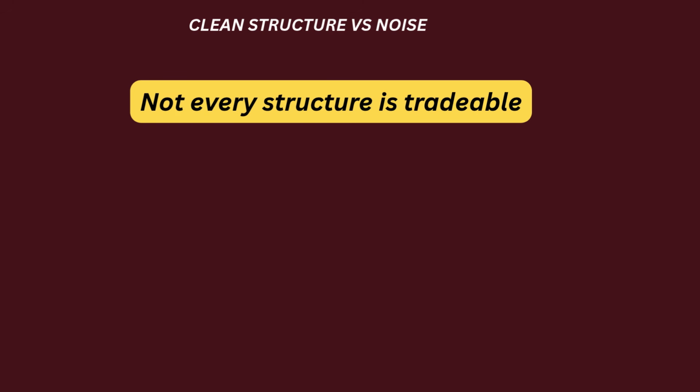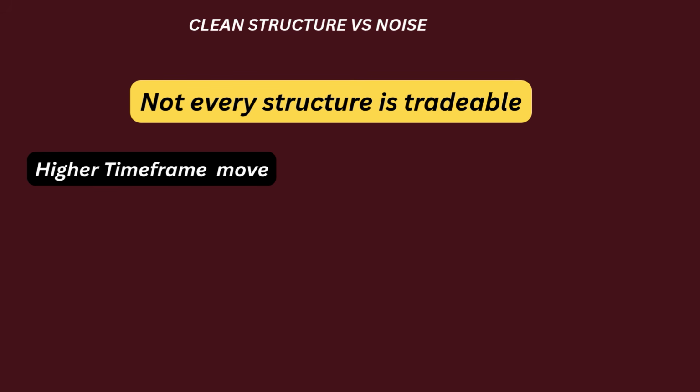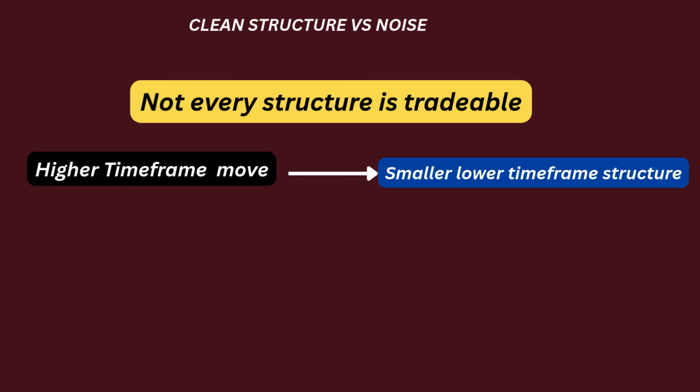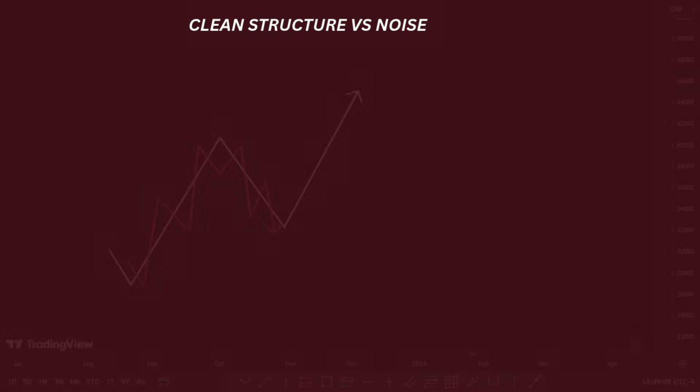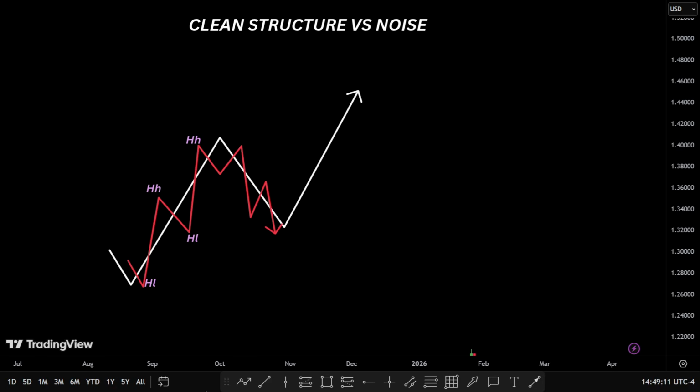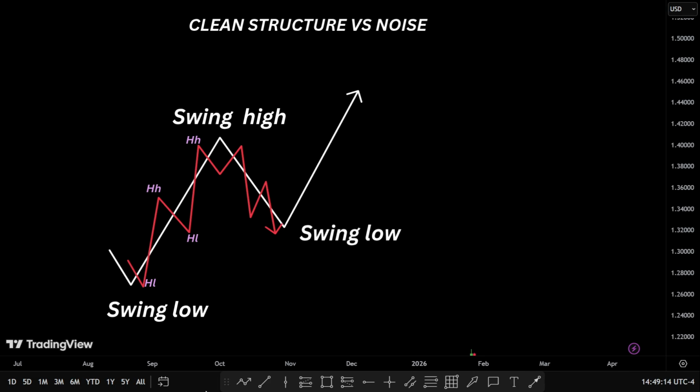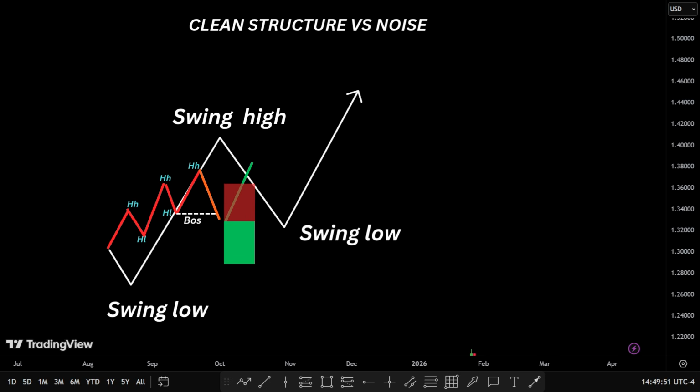Understanding clean structure versus noise. Not every structure in the market is tradable. This is where most beginners get trapped. They look at every small move, every tiny high and low, and treat all of it as meaningful structure. Let's put this into perspective. Within every higher time frame move, there are smaller, lower time frame structures. For example, on the 4-hour chart, you'll still see smaller higher highs and higher lows forming. Now imagine a 15-minute pullback where price breaks a small higher low. What do beginner traders do? They jump in to sell, and then boom, they get stopped out.